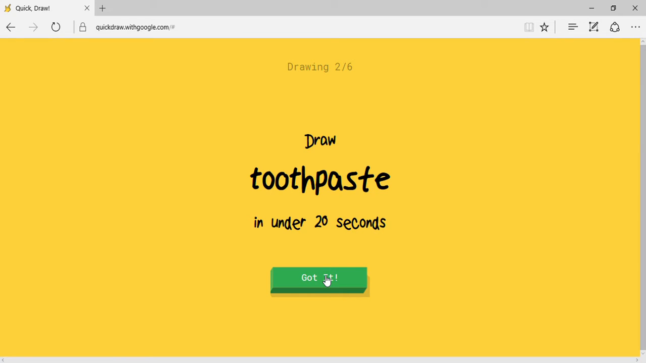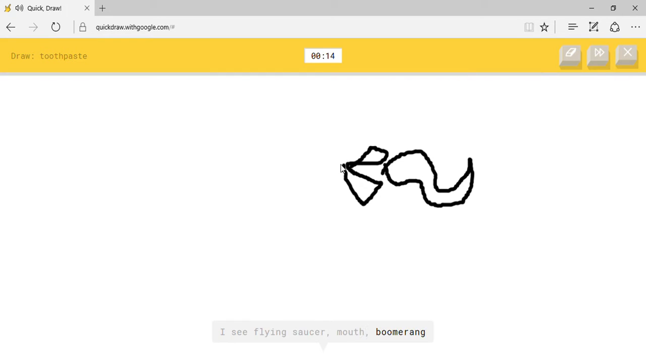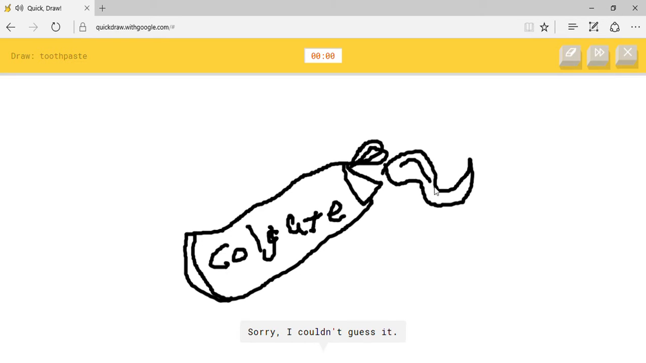Toothpaste. Okay, this looks cool in my mind. I see flying saucer. So it's like this. Mouth, or boomerang, or eyeglasses. I see garden hose, or peas, or raccoon, or key. I see peanut, or mermaid, or cup. There's a toothpaste. Sorry, I couldn't guess it.